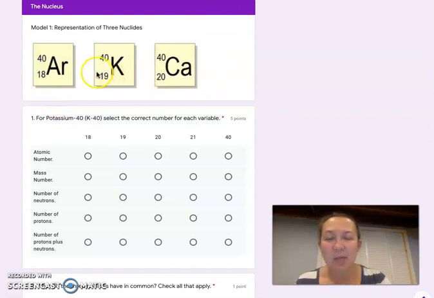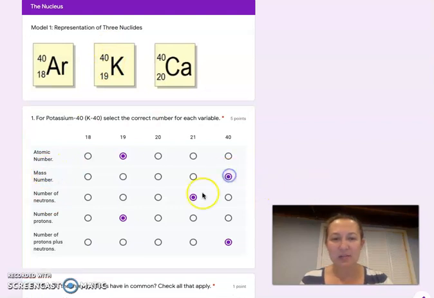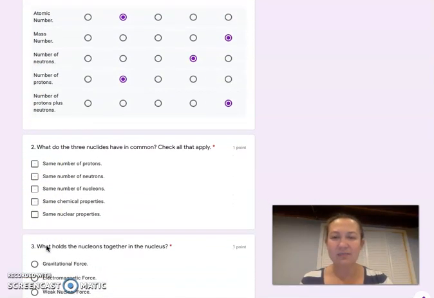All right, the atomic number is 19. That's also the number of protons. But 40 is actually the number of total nucleons. That means of the 40 particles, if 19 are protons, then 21 are neutrons. Now the 40 on top is both the mass number and the number of nucleons.